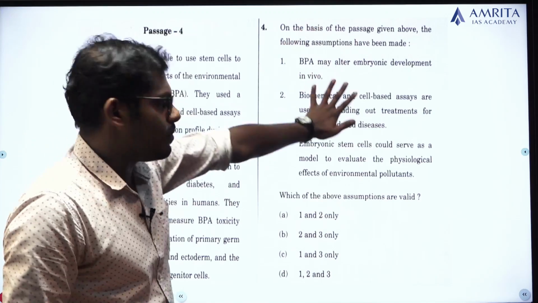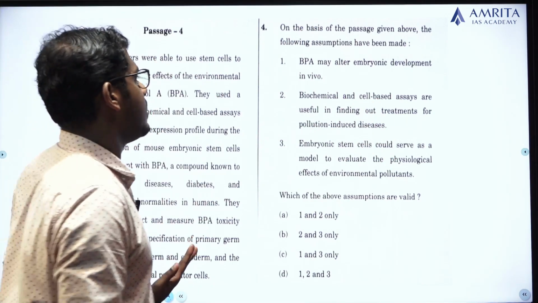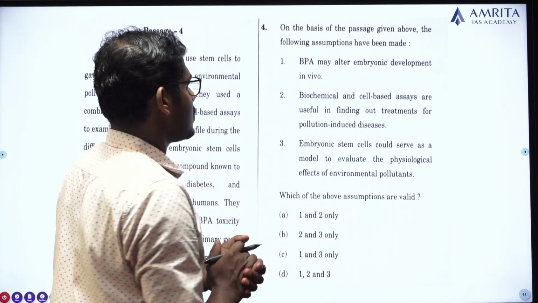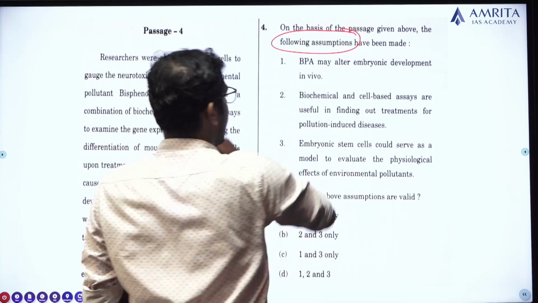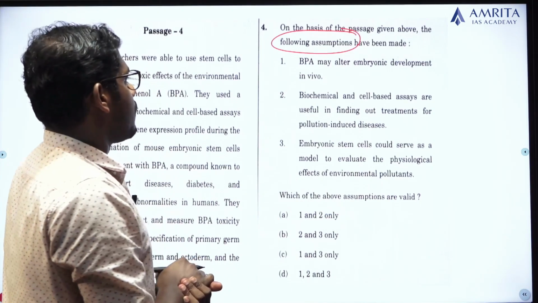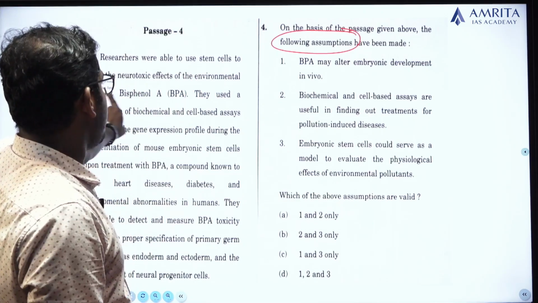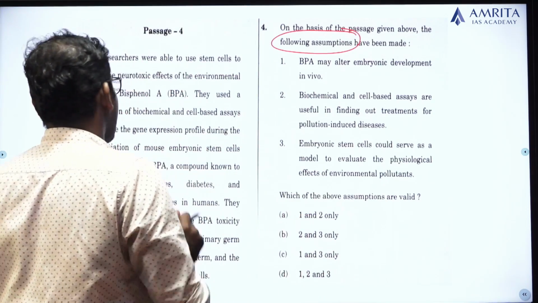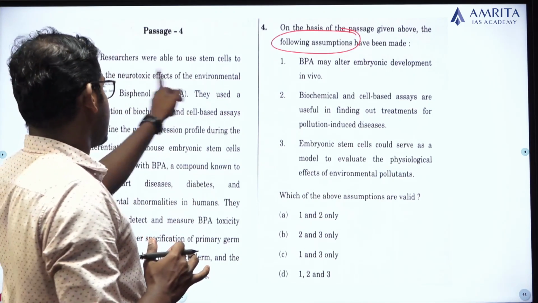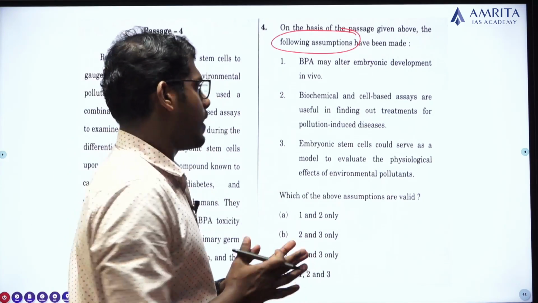We can straight away move to the options first without reading the paragraph. What is the question here? On the basis of the passage given above, the following assumptions have been made. First one, BPA. What is BPA? BPA is bisphenol A, and as the passage clearly says, it's a pollutant, whatever it is. So it's a pollutant, bisphenol A.